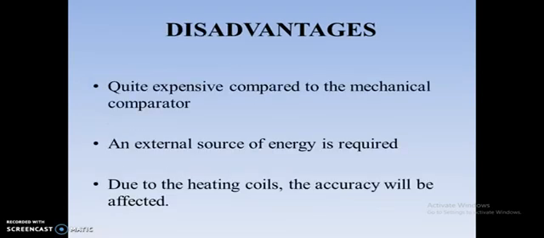What are the disadvantages? The first point is it is quite expensive compared to mechanical comparators. That means costlier than mechanical comparators. An external source of energy is required. We require an external source of energy, and since the coils get heated, the accuracy may be affected. If the coil temperature rises, or if the heating takes place for a longer time, the accuracy will be affected.